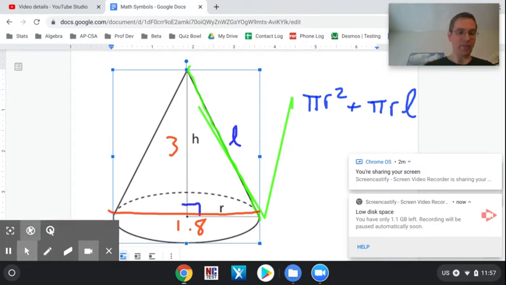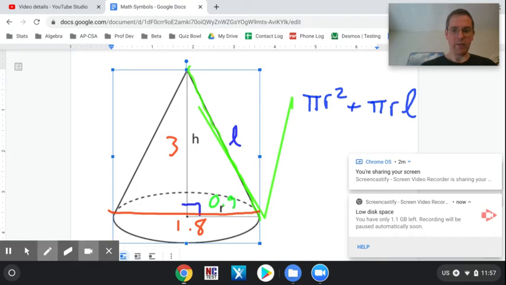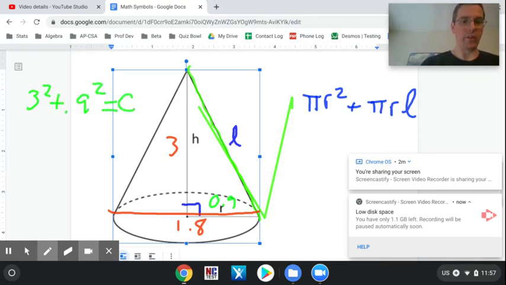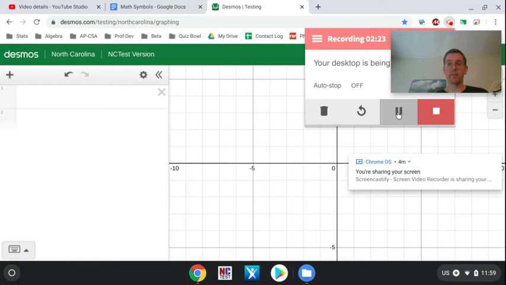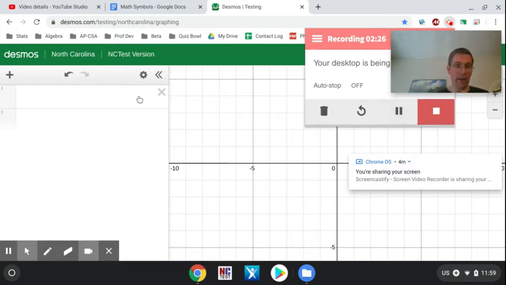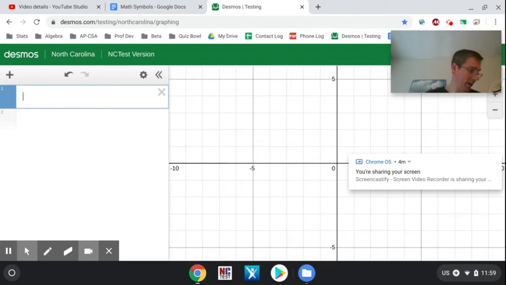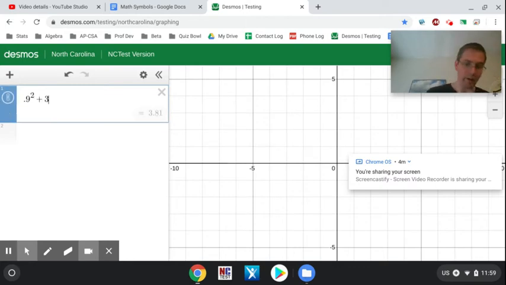So for starters, I need to figure out my radius. My radius is half of my diameter. So half of my diameter would be 0.9. So I'm going to start with Pythagorean theorem, 3 squared plus 0.9 squared equals c squared. And we'll pull up Desmos and figure out what that's going to be. Okay, so I'm going to go ahead and put that into my Pythagorean theorem. So I'm going to have 0.9 squared plus my height was 3 squared, which is going to give me 9.81.